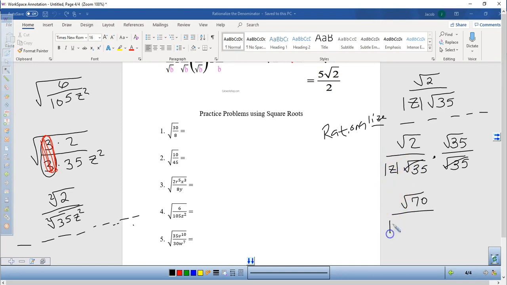I have the absolute value of z, and I have 35, which I'm going to put in the front. So let me tidy this up, make it look a little bit better. And this would be my answer.